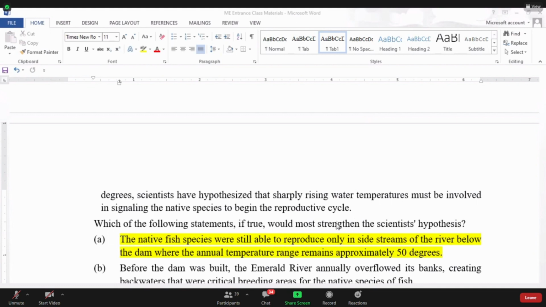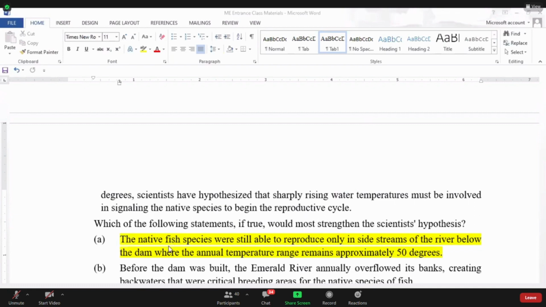Now, which of the following statements, if true, would most strengthen the scientists' hypothesis? Whatever is given in the scientists' hypothesis, we need to find the same thing in one of the options. What is there in the hypothesis? That only in high water temperature can the native fish species begin the reproductive cycle. So which option says this?